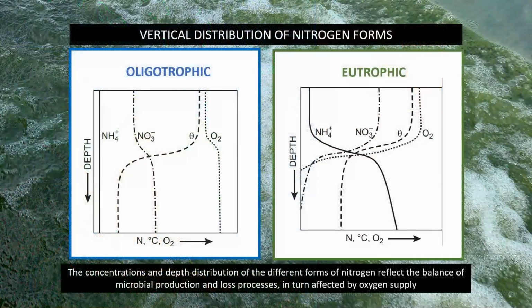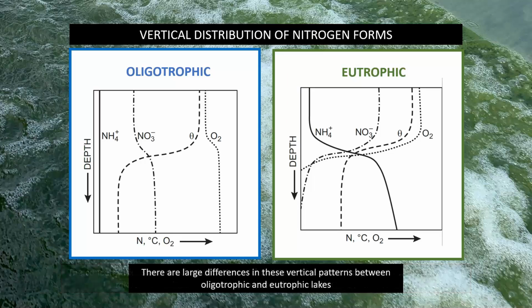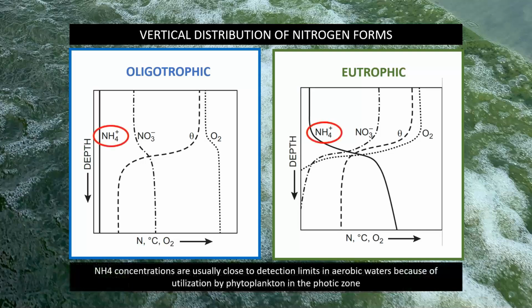The concentrations and depth distribution of the different forms of nitrogen reflect the balance of microbial production and loss processes, in turn affected by oxygen supply. There are large differences in these vertical patterns between oligotrophic and eutrophic lakes. Ammonium concentrations are usually close to detection limits in aerobic waters because of utilization by phytoplankton in the photic zone.